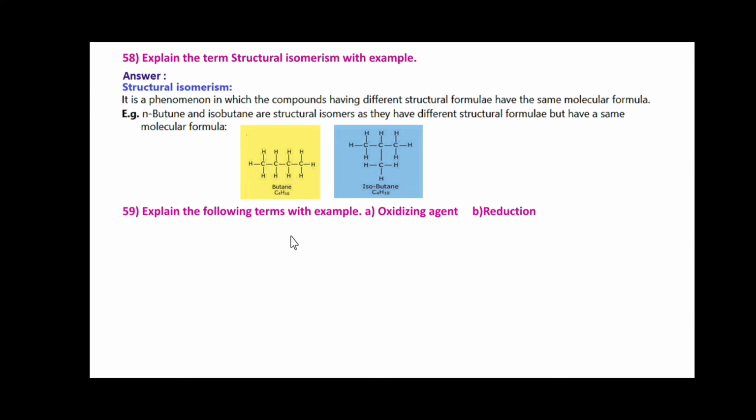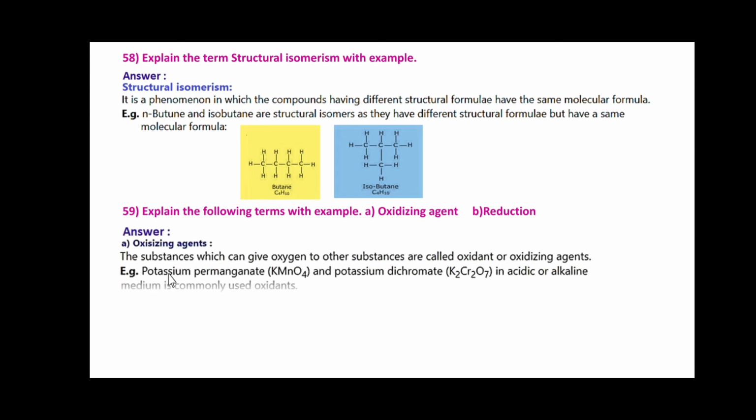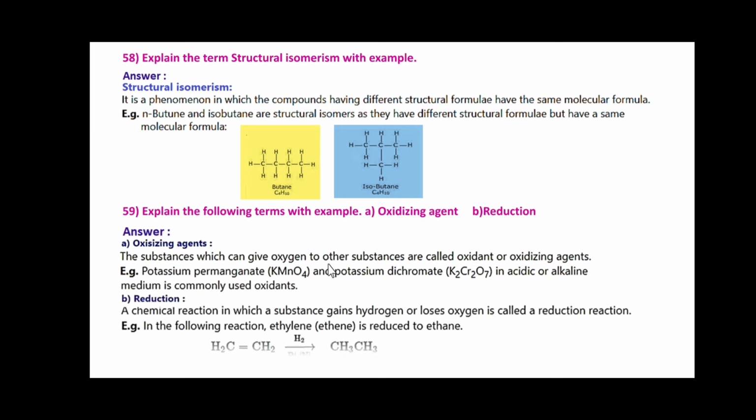Explain the following terms with example: oxidizing agent and reduction. Oxidizing agents: the substances which can give oxygen to other substances are called oxidants or oxidizing agents. For example, potassium permanganate, that is KMnO4, and potassium dichromate, K2Cr2O7, in acidic or alkaline medium are commonly used as oxidants. Next, the reduction.